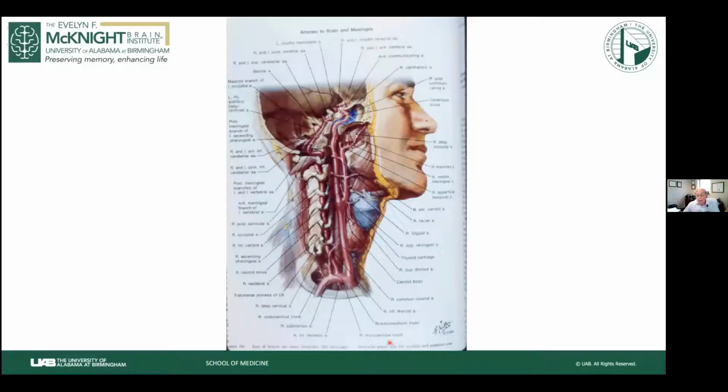So here is one of Frank Netter's pictures. Here is the aorta coming out. This is the left common carotid artery, no, rather the right common carotid artery, which bifurcates into the external, which supplies the eyes and facial area, and then the internal carotid, which then goes into the circle of Willis.